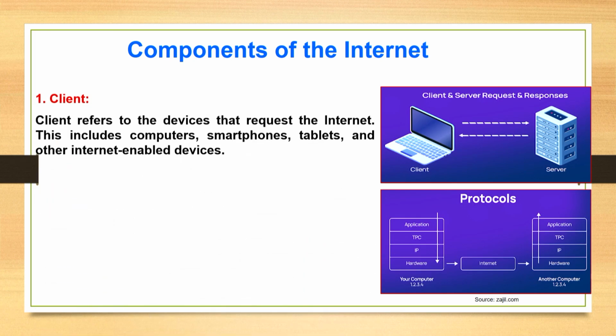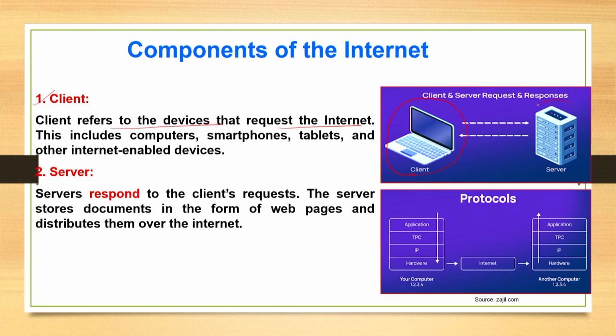So, the first component is the client. Client is nothing but it refers to the device. It can be any device, a laptop, your smartphone or your personal computer, which requests the Internet. The second one is the server. The server responds to the request sent by the client. It means the server stores documents in the form of web pages and distributes them over the Internet.